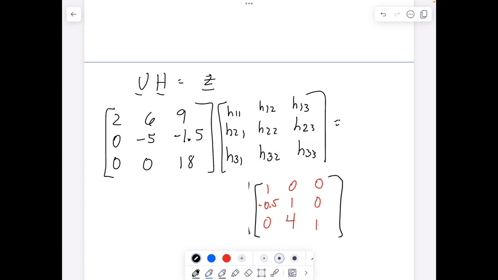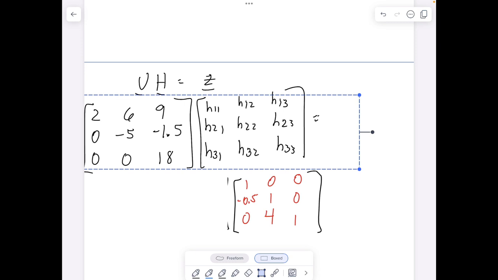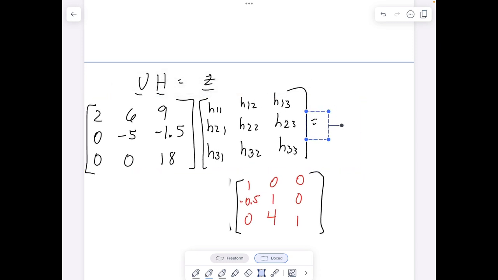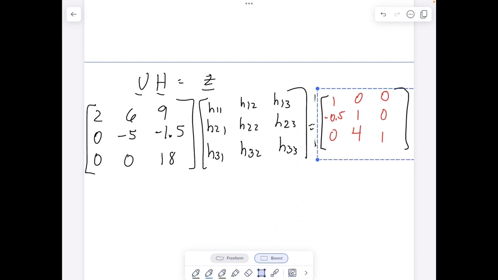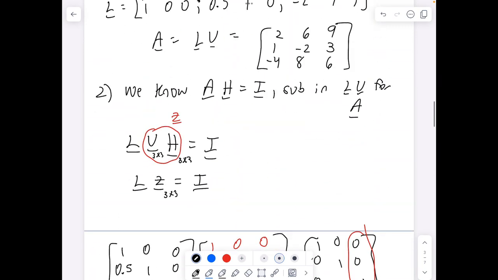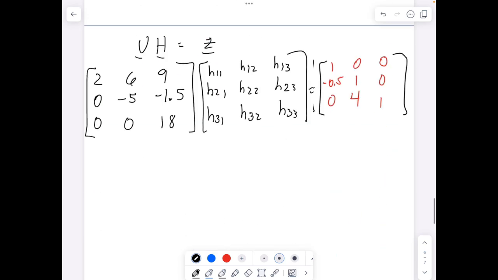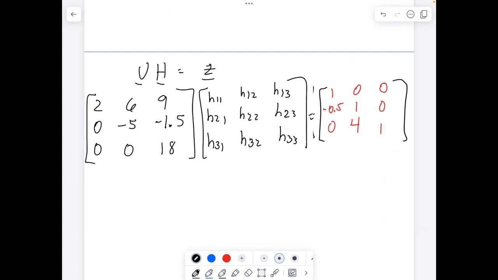Maybe we can move some things around. Can move as close as possible. I know we can do this. Okay, cool. So this is our U times H is equal to Z. Let's double check our U. 2, 6, 9, 0, negative 5, negative 1.5, and then 18 in the bottom right. Cool. So, the same type of deal.